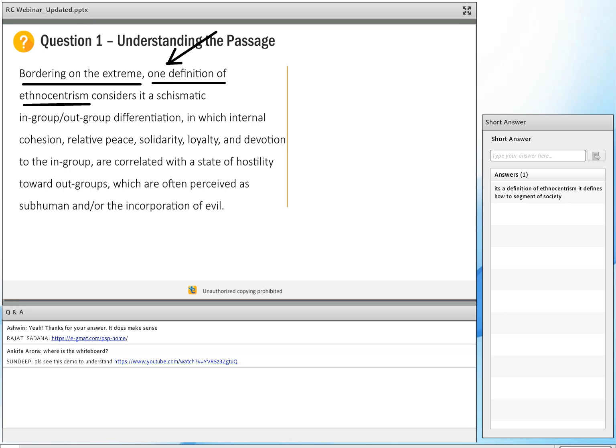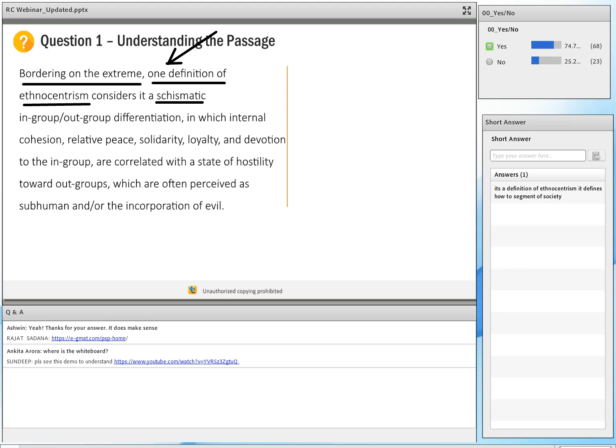How many of you were scared when you saw this word schismatic and said, man, I don't understand what schismatic means? Let me just reopen the yes no poll. How many of you were scared? Okay, but 72% of you were scared. To be fearful is okay, but always trust the test maker.